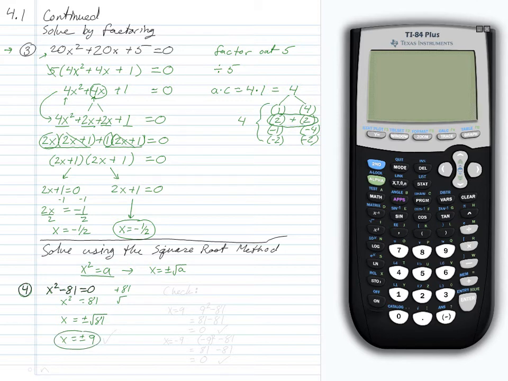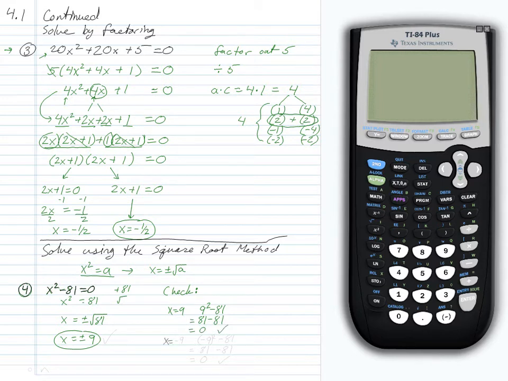Now this one is pretty easy to check manually. It'd probably be more work to do it in the calculator. So if I check x equals 9 in the original equation, is 9 squared minus 81 equal to 0? Well, 9 squared is 81. So 81 minus 81 is 0, and we have a valid solution.